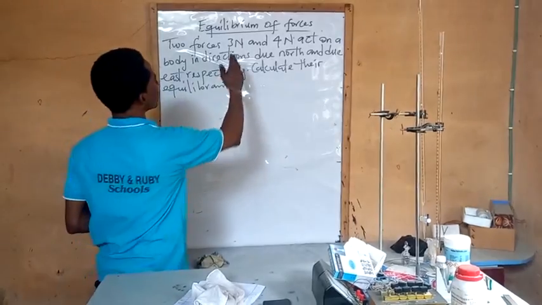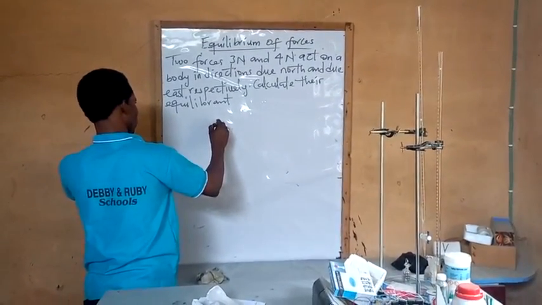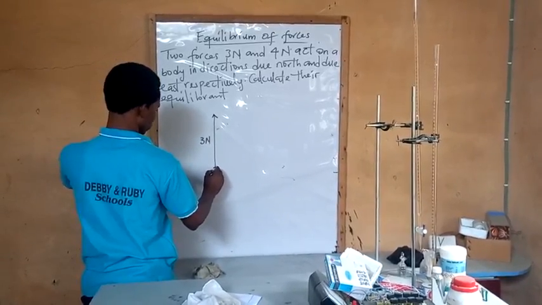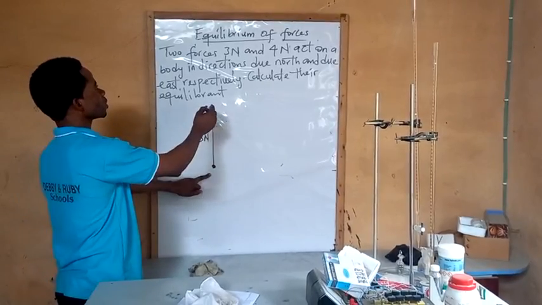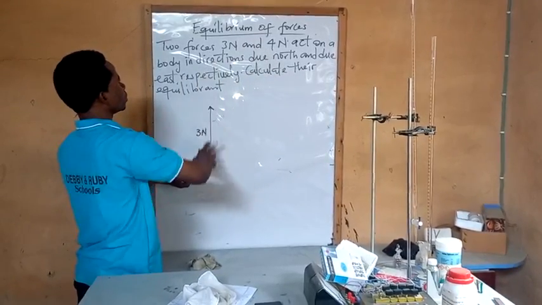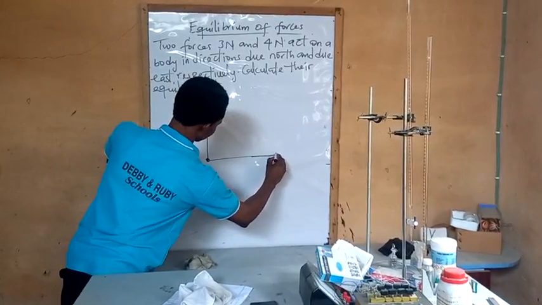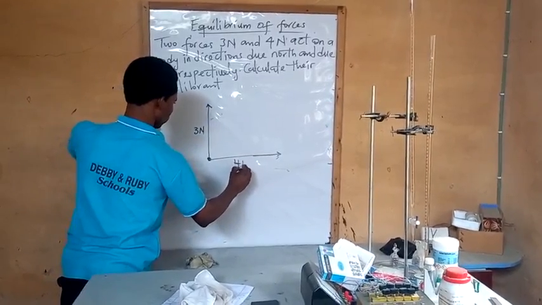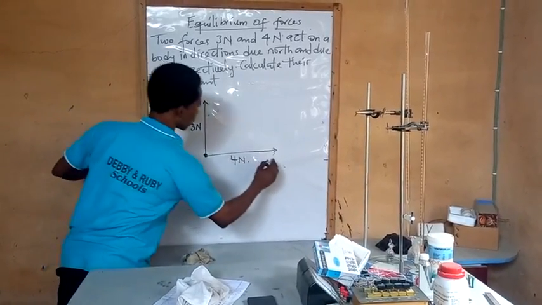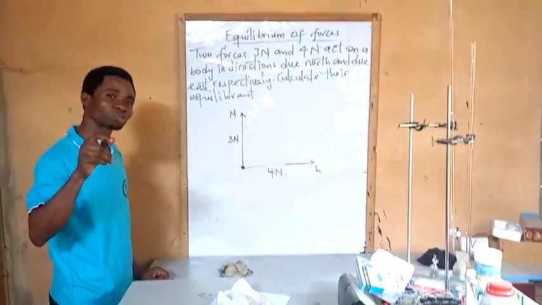They say two forces, 3 Newton and 4 Newton, act on a body in the direction due north. This is north, so that's 3 Newton. This is the body. 3 Newton north and 4 Newton act on the body in direction due north and due east. This is east, this is 4. Calculate their equilibrant. So before we can get equilibrant, we have to get resultant.